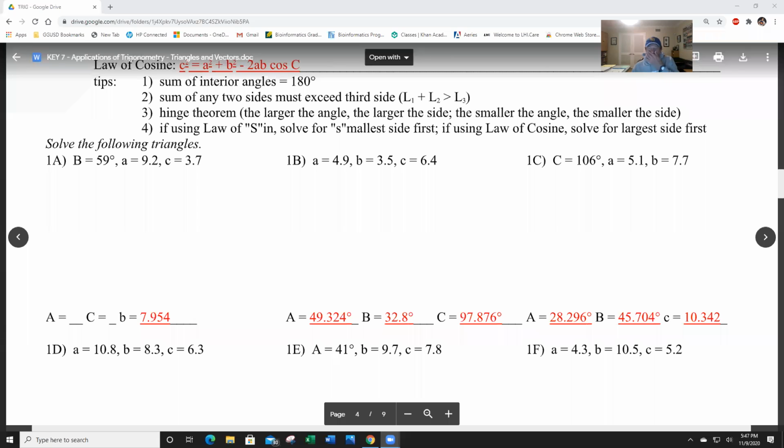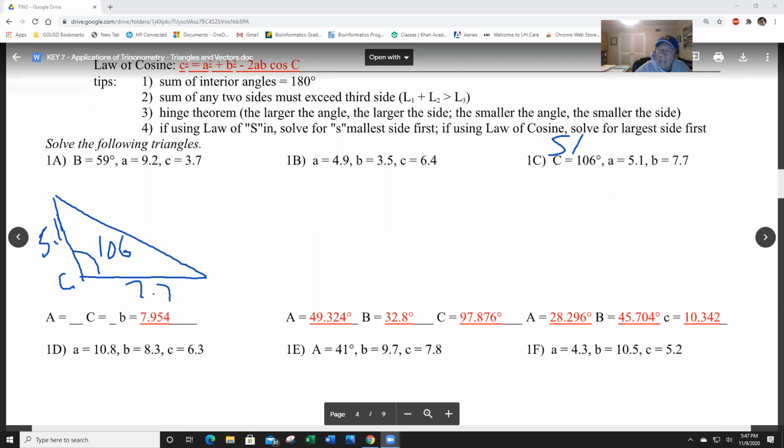So on C, it looks like I got side angle side. Okay, so I'm going to go ahead and draw this as best I can. Again, I have an obtuse triangle. This is 106 degrees, and this is C, okay? And then this is 5.1, and then this is 7.7. So I have side angle side, okay?